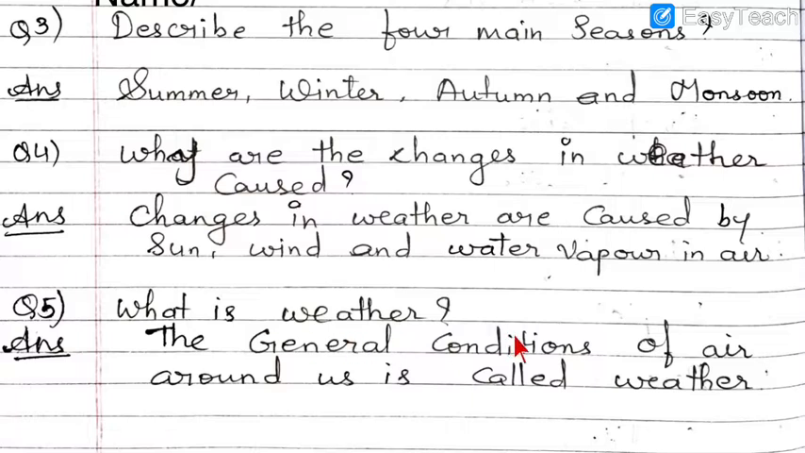So, the general conditions of air around us is called weather. This we have also solved in the objective, in the last objective of given words, where the question was the general condition of air around us. So that was weather. See, easily you will be able to remember it if you repeat it again and again. You don't have to mug up. You have to understand and practice for it. So I hope that you have started writing this answer. The general conditions of air around us is called weather.